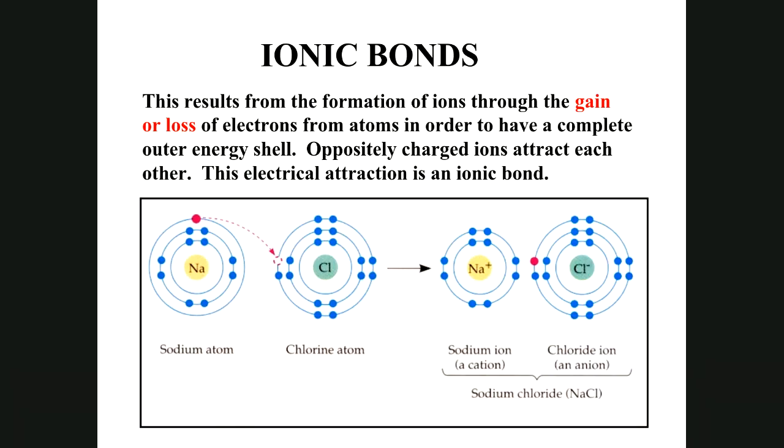Here's an ionic bond example. It's showing how ions were formed and then they're attracted to each other. So we saw this before. Sodium lost an electron, chlorine gained one. So look at the definition. Ionic bonds result from the formation of ions, from the gain or loss of electrons from atoms in order to have a complete outer energy shell. Oppositely charged ions attract each other. This electrical attraction is called an ionic bond.